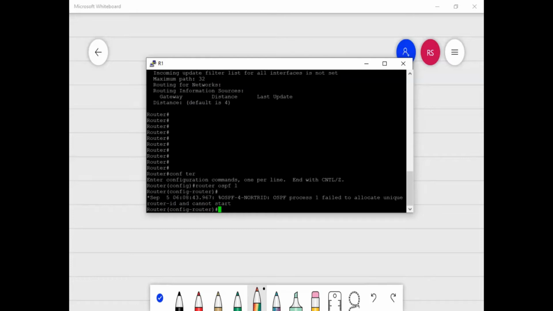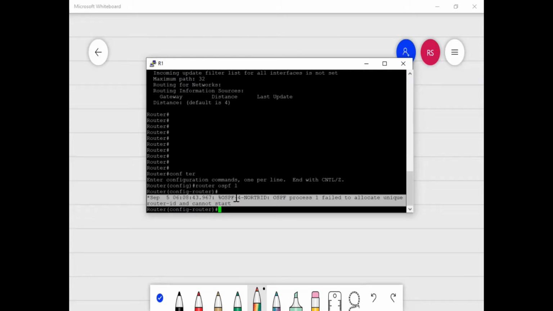Can you see? There is an error message which appeared in front of us. That is saying OSPF process 1 failed to allocate unique router ID and cannot start. Yesterday also I was talking about the same thing, that to deploy and implement something is very easy. By checking Google also we can implement. But when it comes to troubleshooting, you should have very detailed information. If you have the detailed information, you will be able to troubleshoot. Otherwise, you will not.